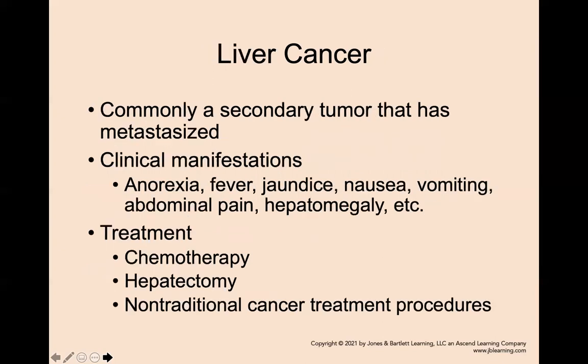Liver cancer is commonly a secondary tumor that has metastasized. Clinical manifestations of that include anorexia, fever, jaundice, nausea and vomiting, abdominal pain, and hepatomegaly. Treatment includes chemotherapy, removal of part of the liver, and sometimes non-traditional cancer treatment protocols are instituted.